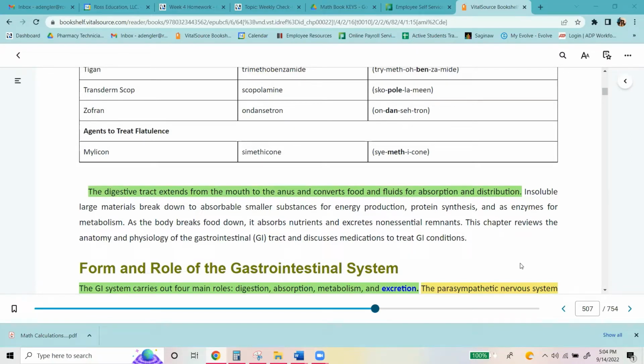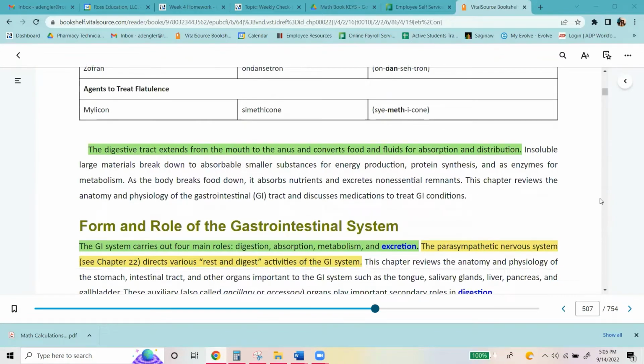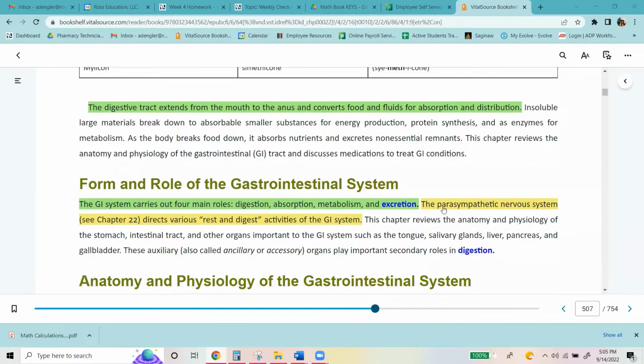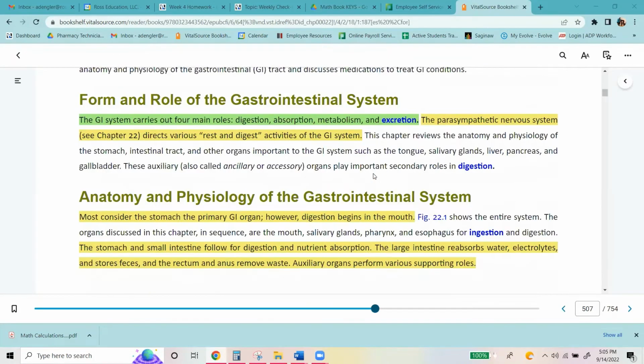The digestive tract extends from the mouth to the anus and converts food and fluids for absorption and distribution. Insoluble large materials break down to absorbable smaller substances for energy production, protein synthesis, and as enzymes for metabolism. As the body breaks down food, it absorbs nutrients and excretes non-essential remnants. In this chapter, we will talk about the anatomy and physiology of the GI tract and discuss medications and conditions.